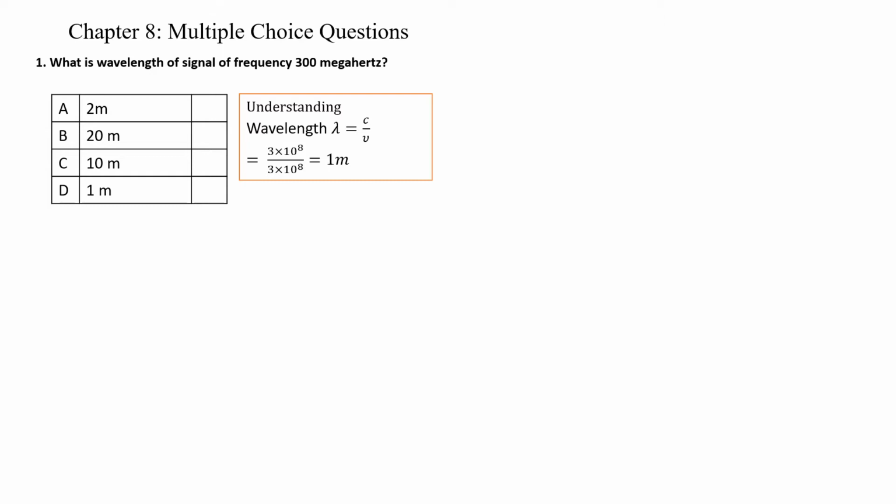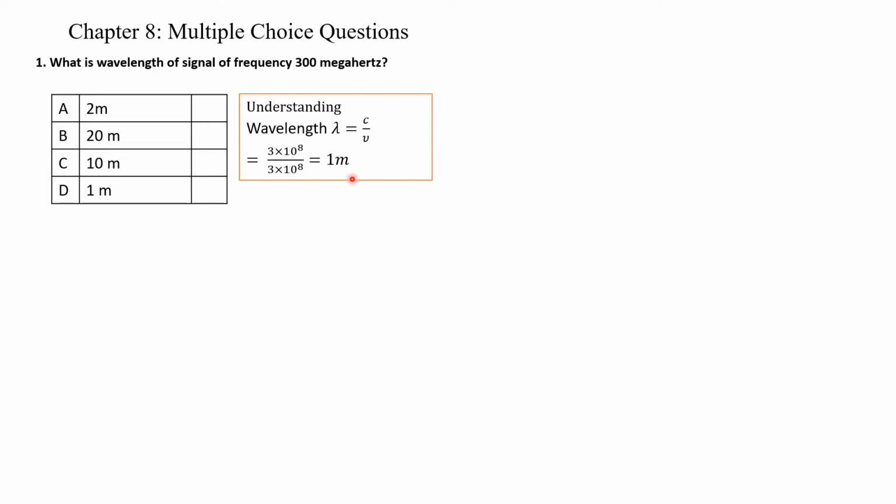Let us recall the formula. We know wavelength lambda is equal to c by v, where c is the velocity of light and v is the frequency of the electromagnetic wave in free air. So, we have to remember that the velocity of light is 3 into 10 to the power of 8 meters per second.